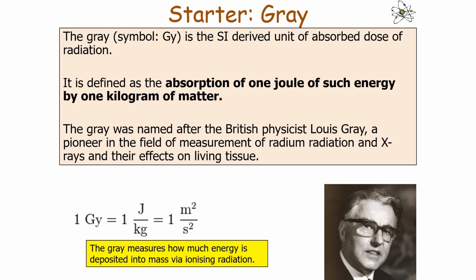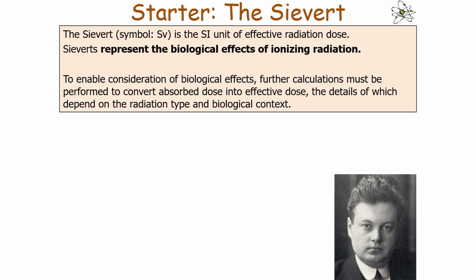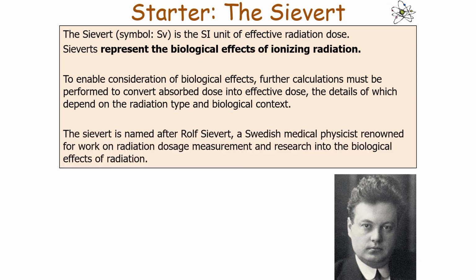Now the final unit of radiation which we've got to be aware of is the sievert, which is the SI unit of effective radiation dose. Sieverts represent the biological effects of ionizing radiation. When you have to consider the biological effects of radiation, further calculations have to be performed to convert the absorbed dose of energy, given by the Gray, into an effective dose, which depends on the type of radiation and the biological context of where that radiation hits. The sievert is named after Rolf Sievert, a Swedish medical physicist renowned for his work on radiation dosage measurement and research into the biological effects of radiation.